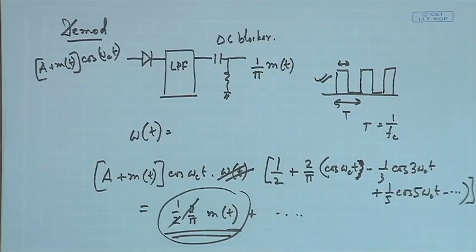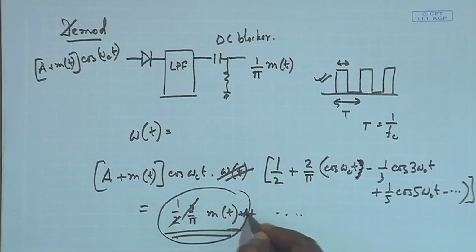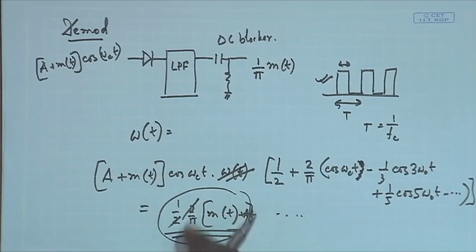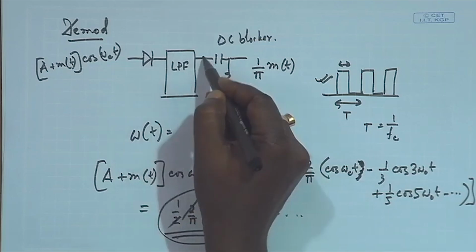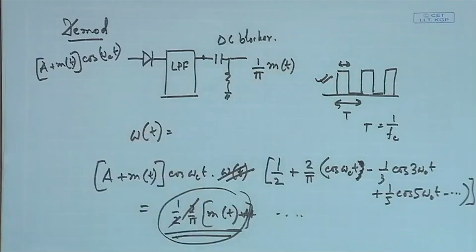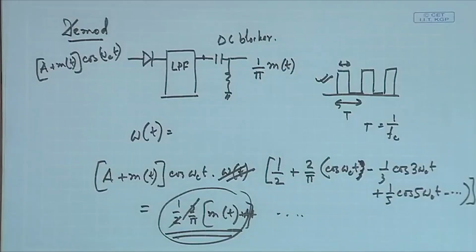Now, if I put a low pass filter, which will take out all these harmonics, it will give me just this, which is 1 by pi, mt plus A, that term remains the same. So, mt plus A into 1 by pi. So, at this point after the low pass filter, I will be getting 1 by pi mt plus a DC term. Now, this capacitor resistor will just act as a DC blocker. So, it will block the DC, that A part, and I will get 1 by pi mt.